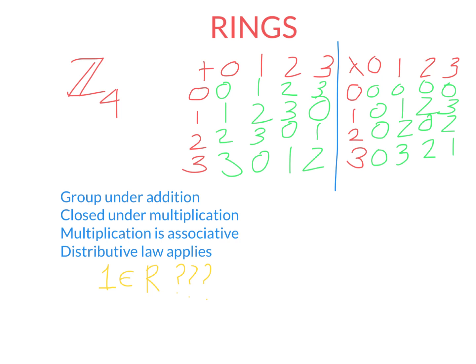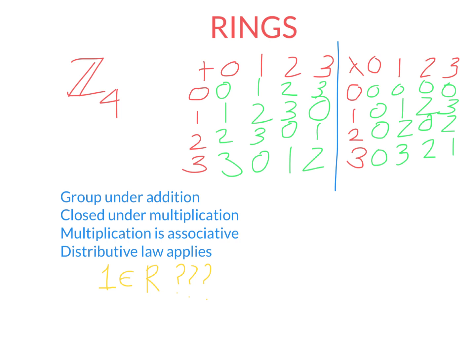So rings are sets that take the idea of a group a bit further. Let's look at this set here, Z4, which is the set of integers modulo 4, which turns out to be a ring. We've already established that Z4 is a group under addition. So why is that? What does it mean to be a group under addition?